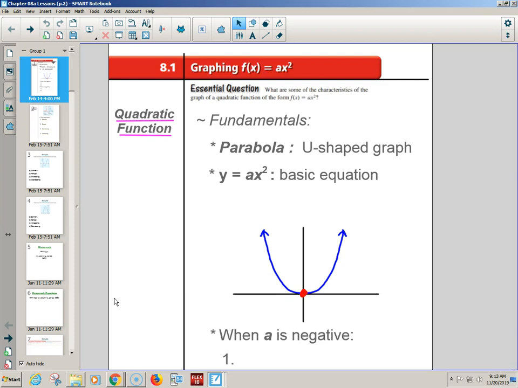So here we go. Section 8.1. Rounding f of x equals ax squared. How many of you have seen this curve before? Raise your hand. 1, 2, 3, 4, 5, 6, 7, 8. Okay, a few. Ax squared. The nice thing is there's no bx and there's no c. It's just a monomial, one guy.